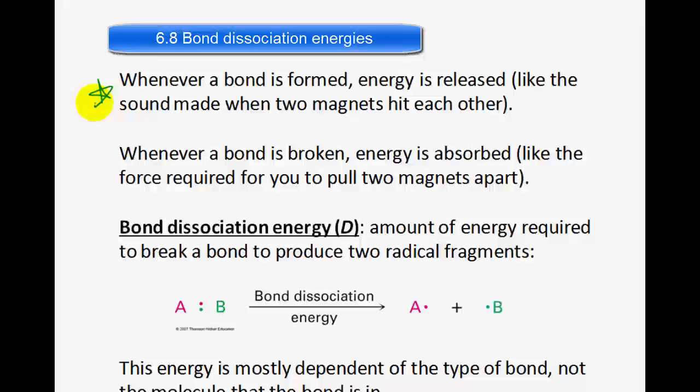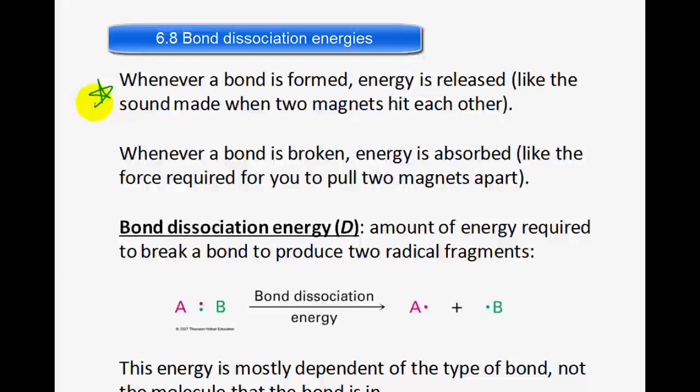Energy has to be absorbed. Just like in order to pull two magnets apart, you have to use a good amount of your own energy. You have to apply force to pull magnets apart. So energy is absorbed when a bond is broken. Energy is released when a bond is formed. So just think of magnets snapping together and then having to pull those magnets apart. That's a good way of thinking of it.